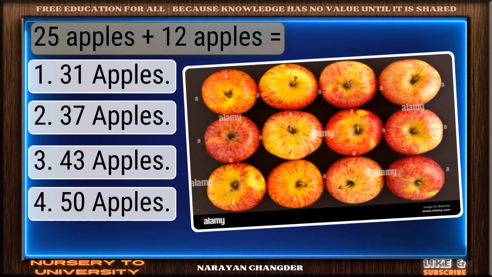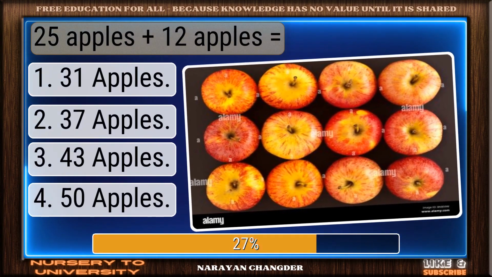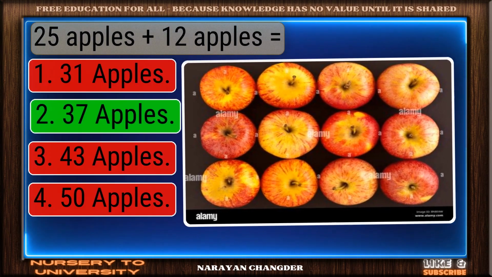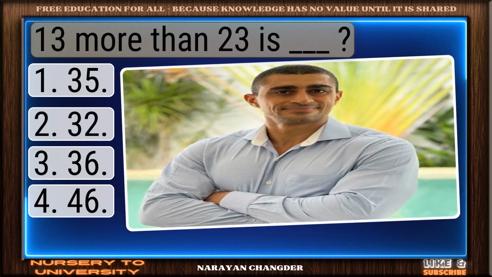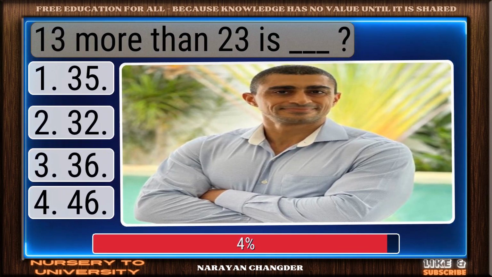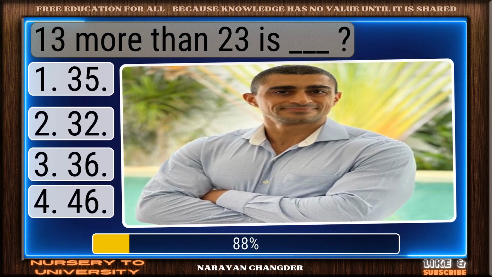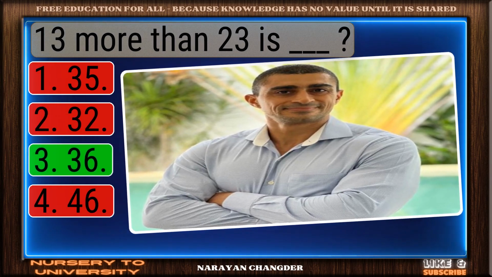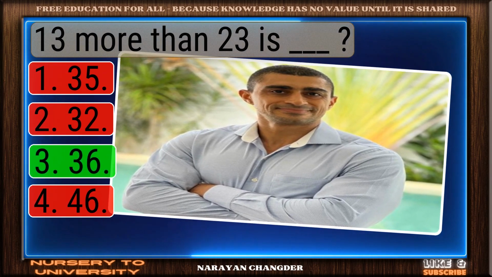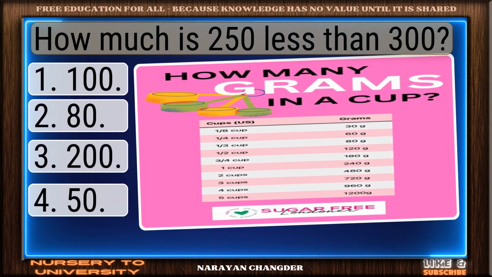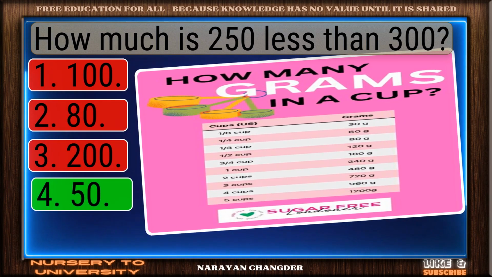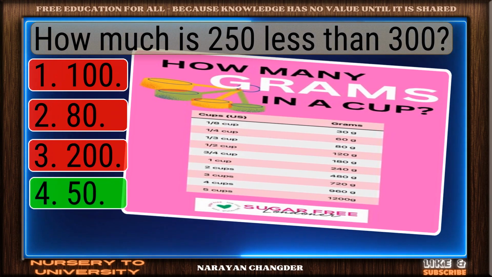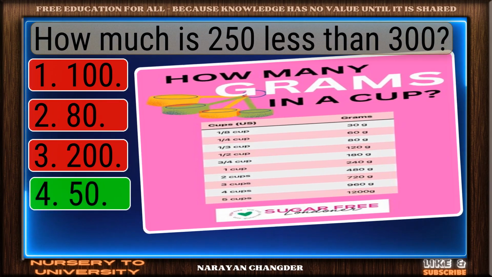25 apples plus 12 apples equal to? Smart pick. 37 apples is the correct choice. 13 more than 23 is dash. You're right. 36 is the correct answer. How much is 250 less than 300? Clear logic. Your choice 50 is sound and 100% true.